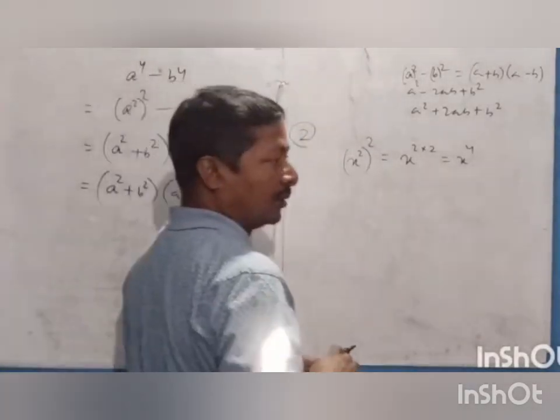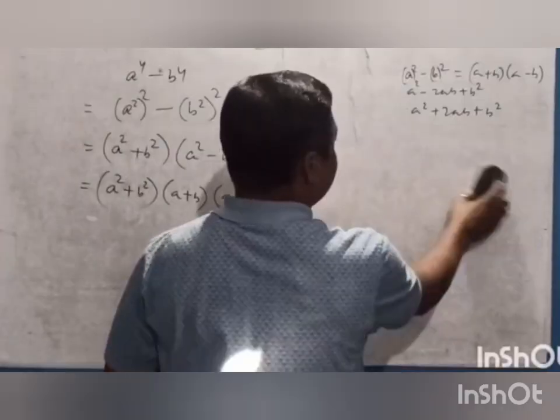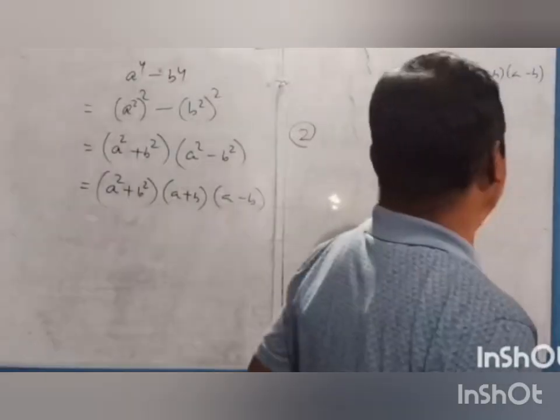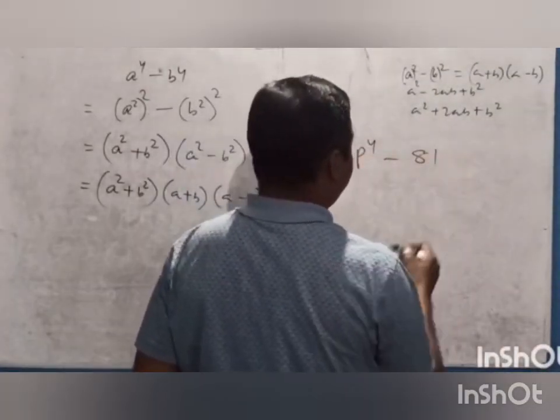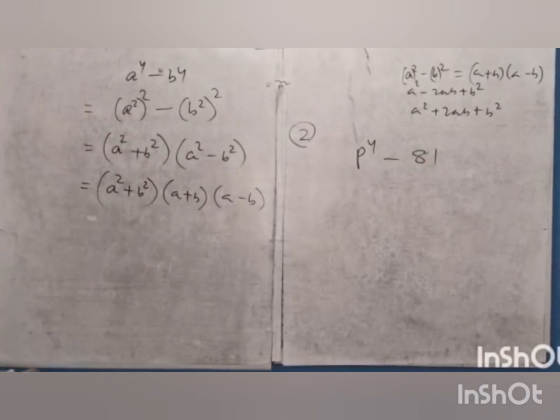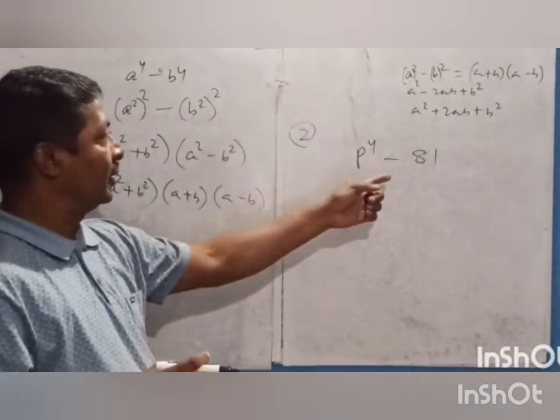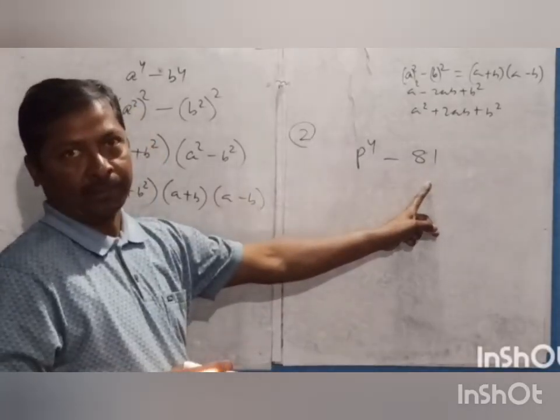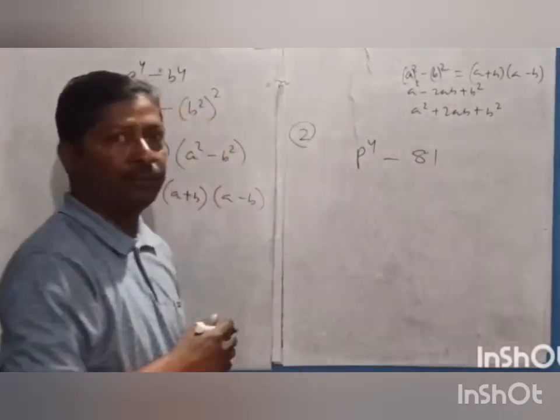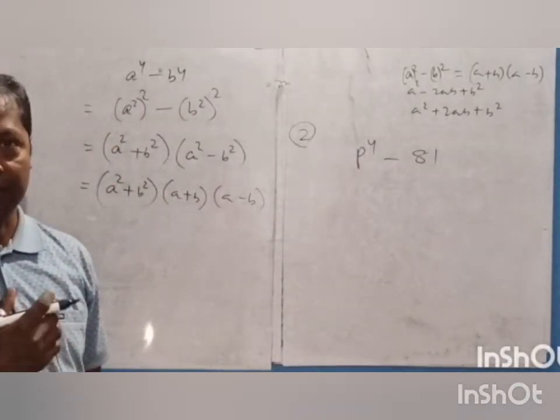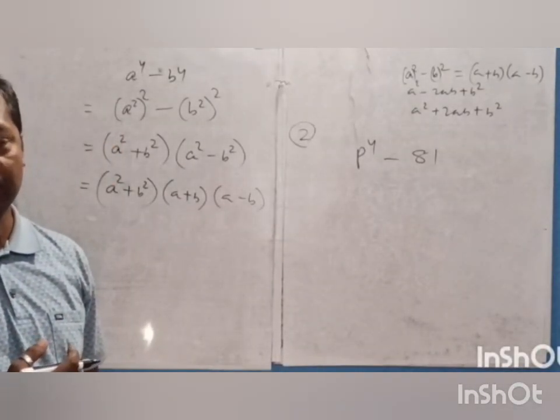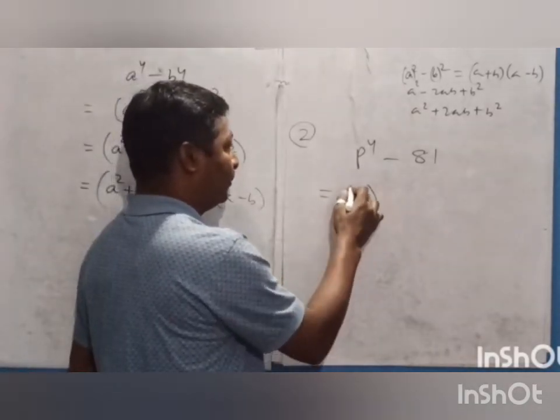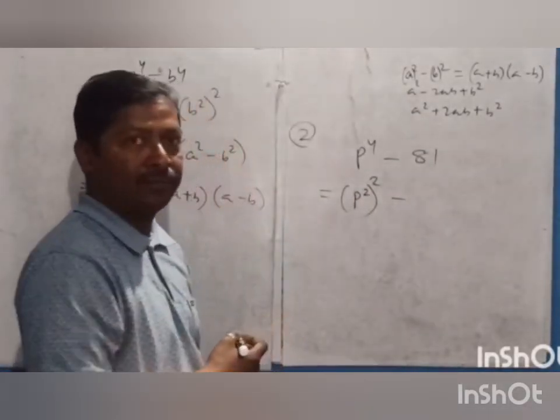Let's go with the second one. p^4 minus 81. p^4 minus 81. So, see, this also fits in the first formula because two terms are there and this can be converted into a square and this is also a perfect square. Okay. So whose square will be p^4? We have already discussed x^4 and a^4. So whose square will be p^4? p square. Those who are thinking p square, they are right. p square whole square minus whose square is 81?